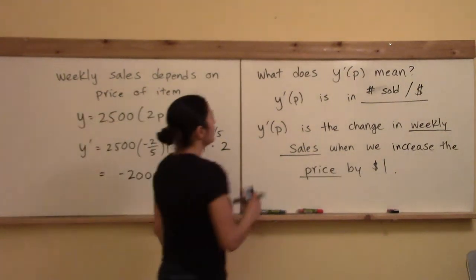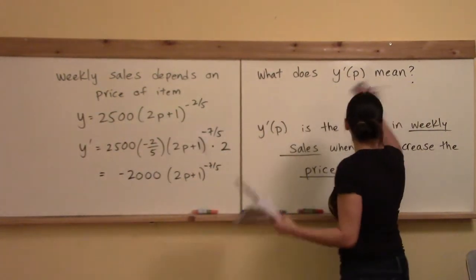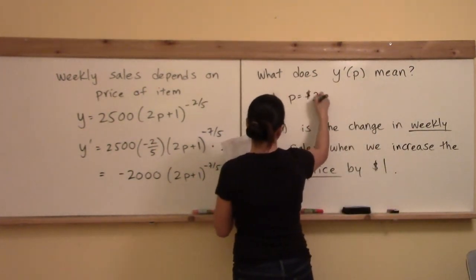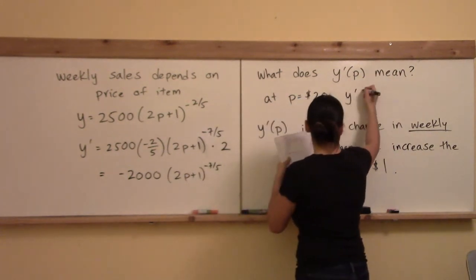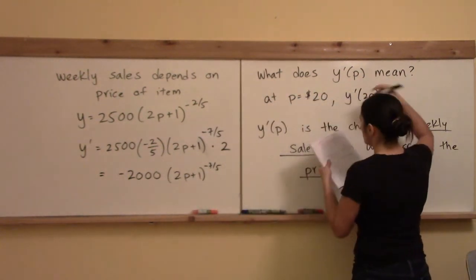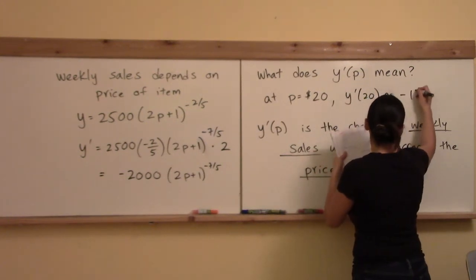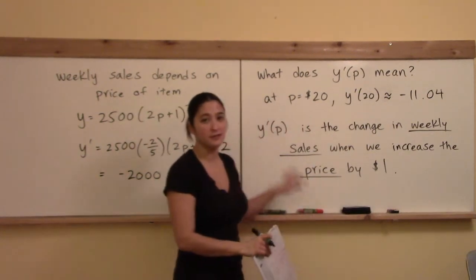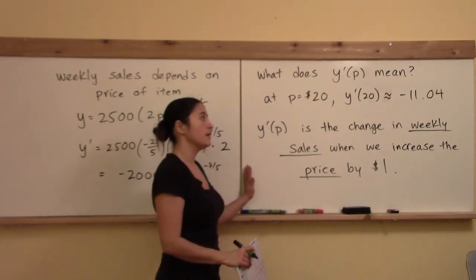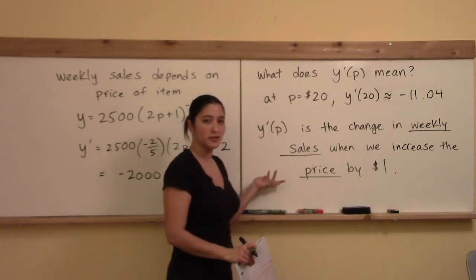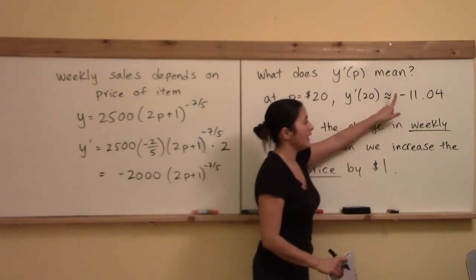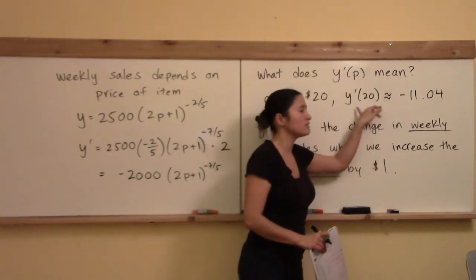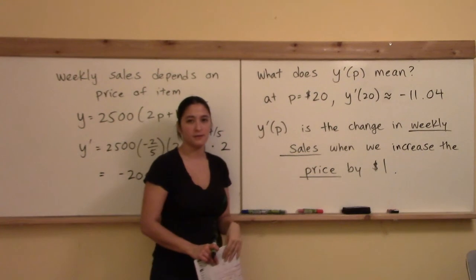Okay, that was fun. What does it mean? I'd like to ask that question again after I put some numbers to it. So at a price point of $20, I'll tell you that y prime of 20, if you plug in 20 into there, you should get approximately negative 11.04. And now I want you to tell me what that means, okay? And I'll leave this sentence up here while you're trying to interpret it. But what I mean is, can you form a sentence for me that now uses the numbers 20 and negative 11.04 and kind of describes what that number is to that number? This is a hint right here.